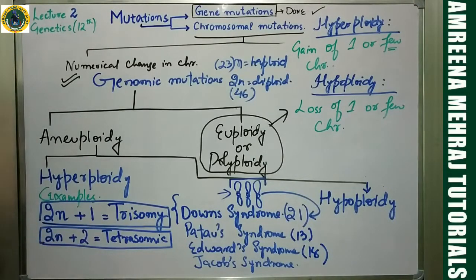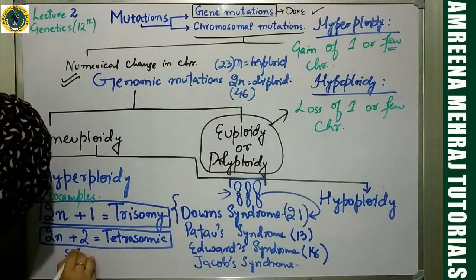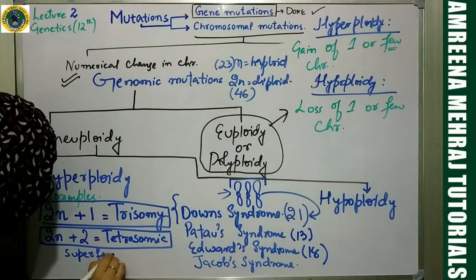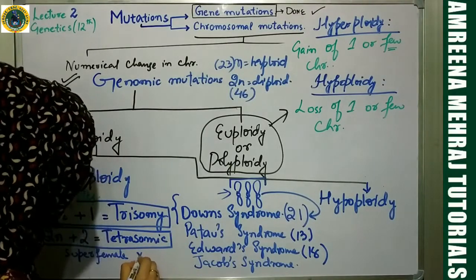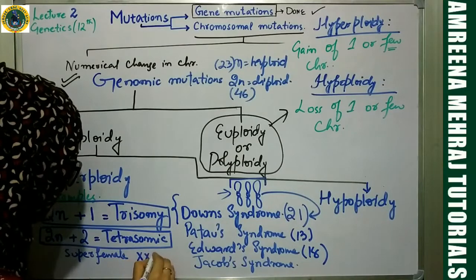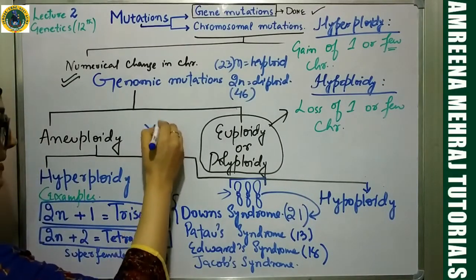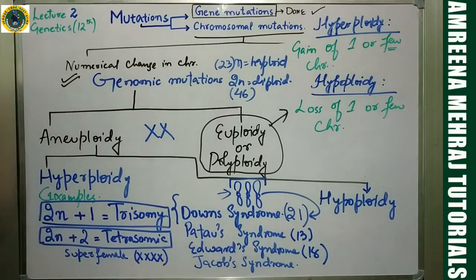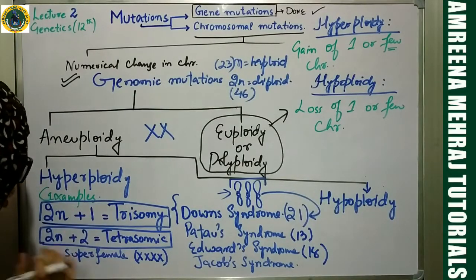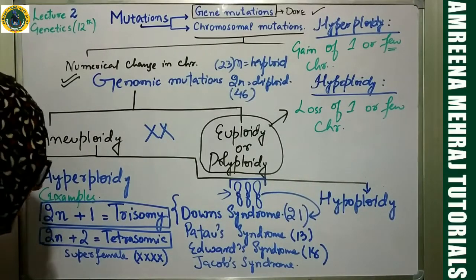Okay. You will be able to see this in the case of superfemales. Superfemales have 4 X chromosomes. The autosomes are normal, but the X chromosomes are like this. Normally, females have the XX condition, but these have XXXX, 4 X chromosomes. The condition is tetrasomic. It's hyperploidy. The organism is called a superfemale.